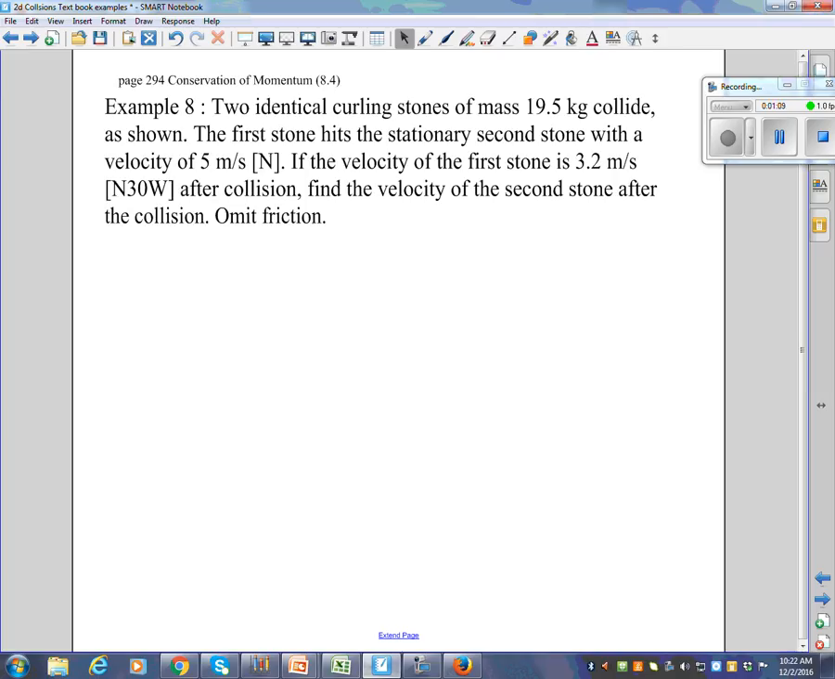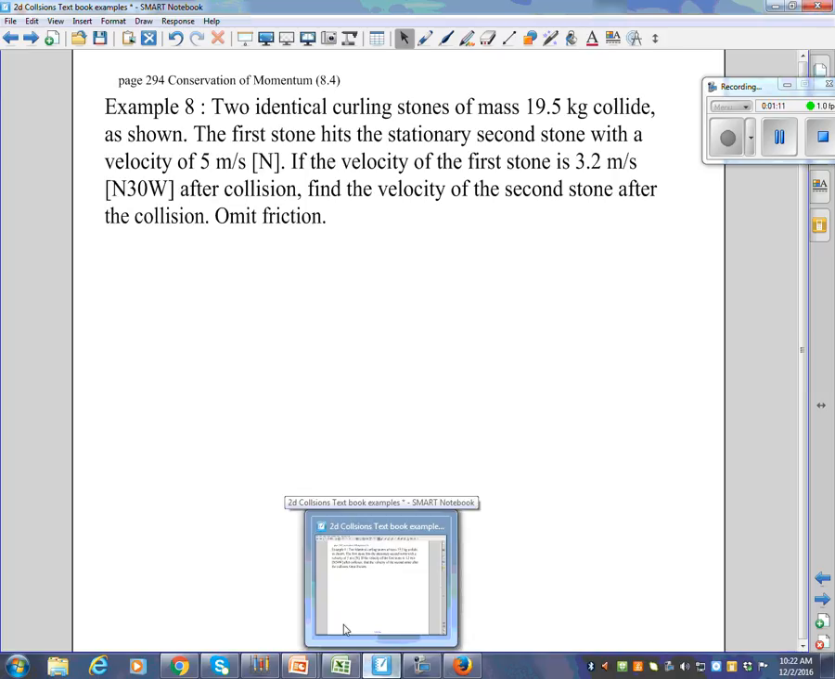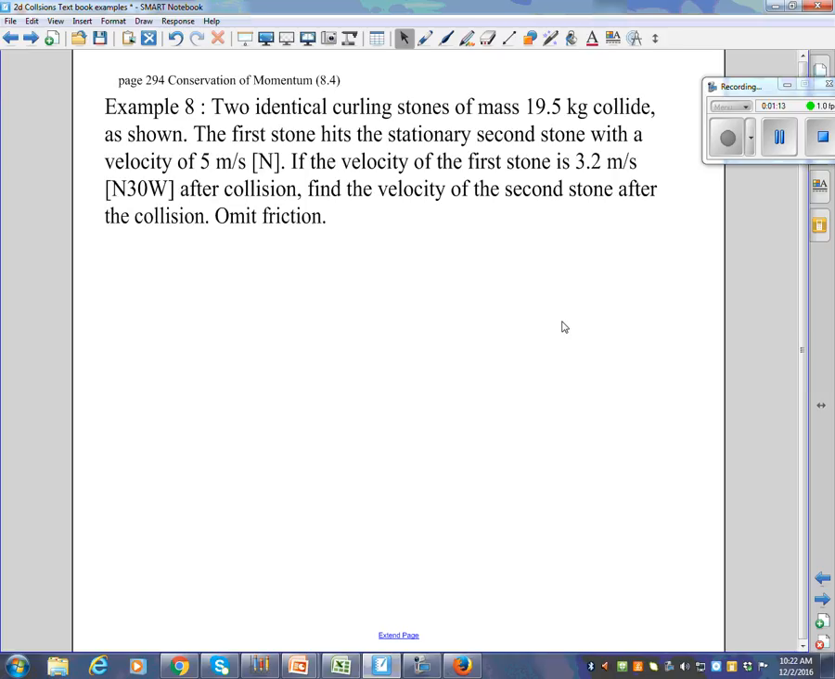All right, so 2 identical curling stones of mass 19.5 kilograms collide, as shown. The first stone hits the stationary second stone with a velocity of 5 meters per second north. If the velocity of the first stone is 3.2 meters per second north 30 west after collision, find the velocity of the second stone after the collision. Omit friction. Okay, so do you think a picture is probably a good idea to start with? Just to sort of get a handle on, and a little pun there, a little handle on the situation, right?